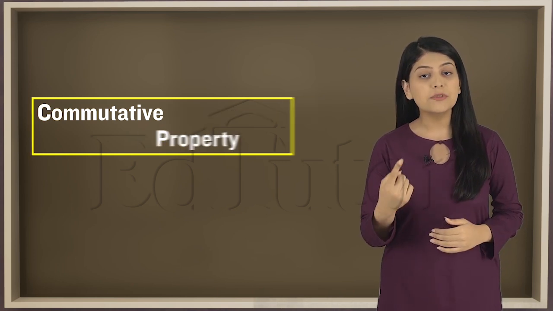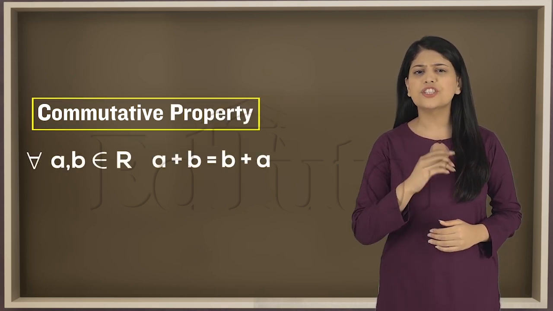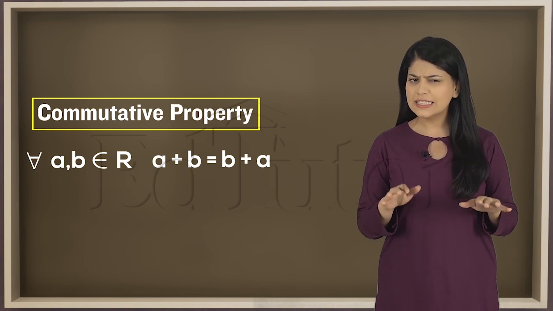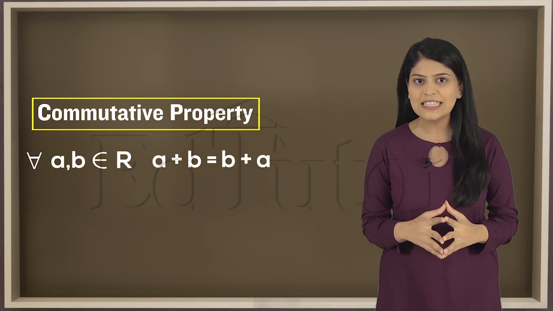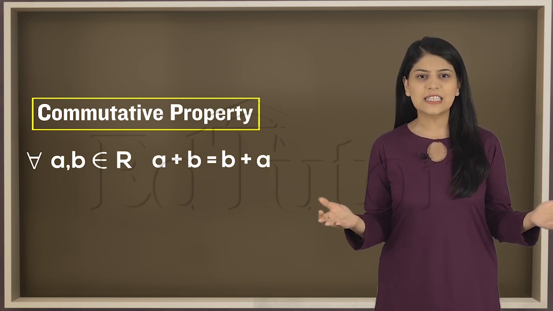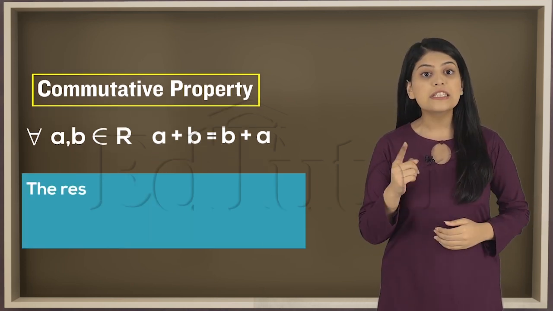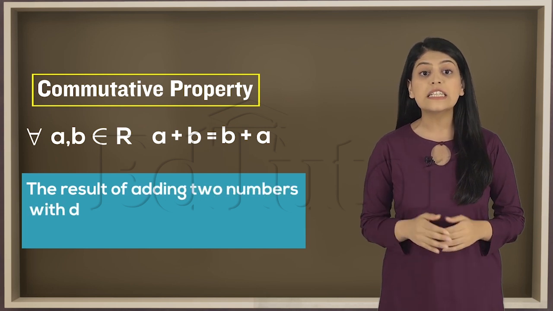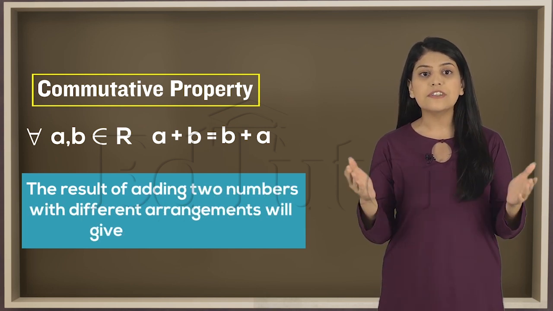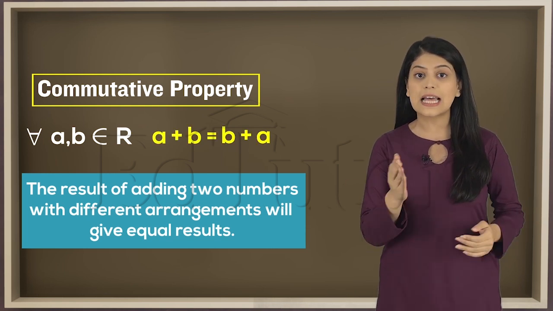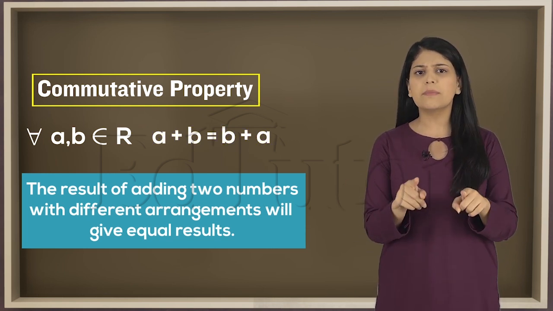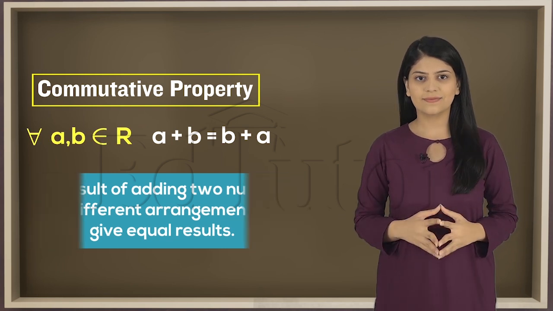So, for the commutative property, I am showing the general form first. Can you read it for me? If you have followed the previous lesson, you can confidently explain that it says, the result of adding two numbers with different arrangements will give equal results. And this is true for all the numbers that are adding up, if they belong to real numbers.